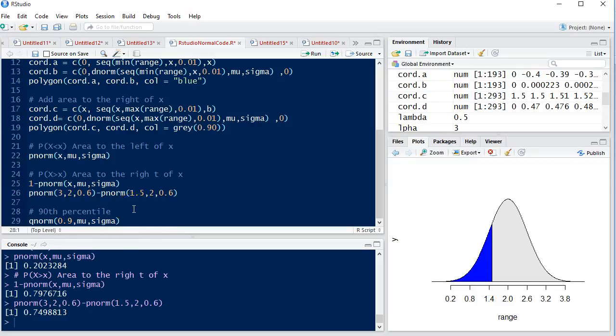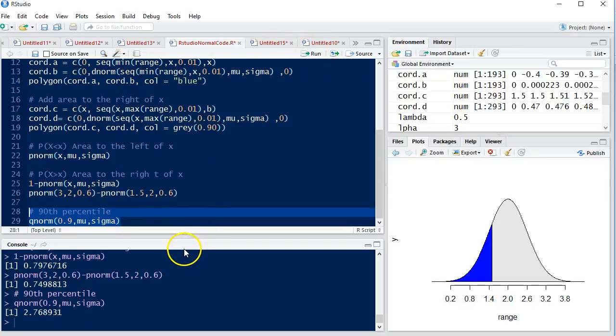Now, if I want to find a percentile, it's very similar to previous problems. So q represents quantile, norm is the distribution that I am interested in, so normal distribution. Now I put in 0.9, let's say if I want to find the 90th percentile, and a mean of mu and a standard deviation of sigma. Again, I could just put in 2 and 0.6 here. I don't need to put in mu and sigma, but because I've designated it above, I'm going to use that code now. So run this, and I get a value of 2.768931. So that's about right here on our distribution, and that makes pretty good sense.